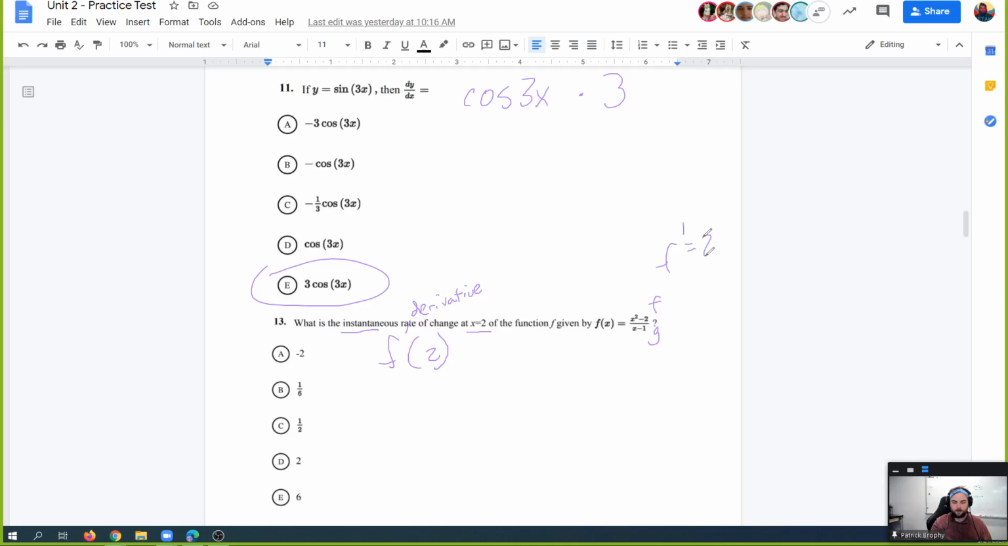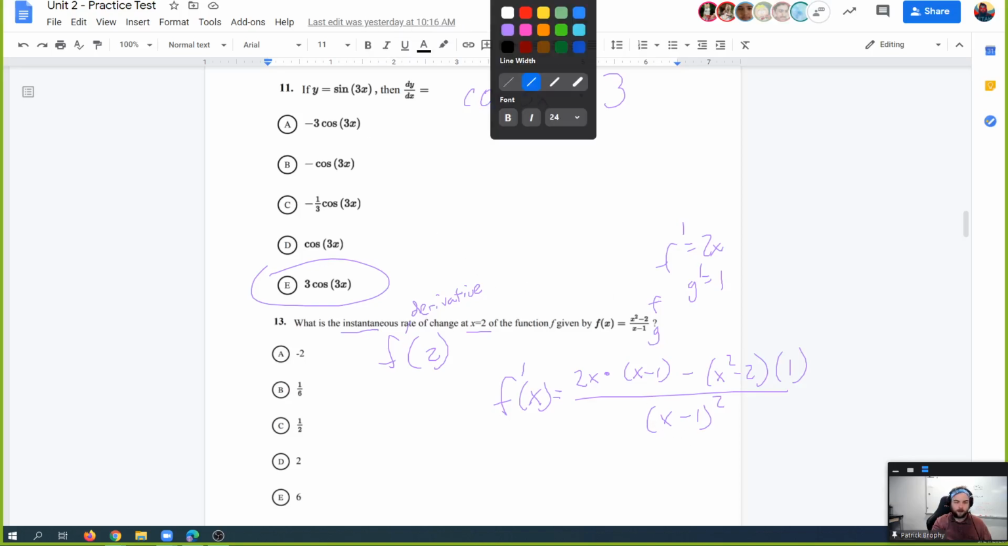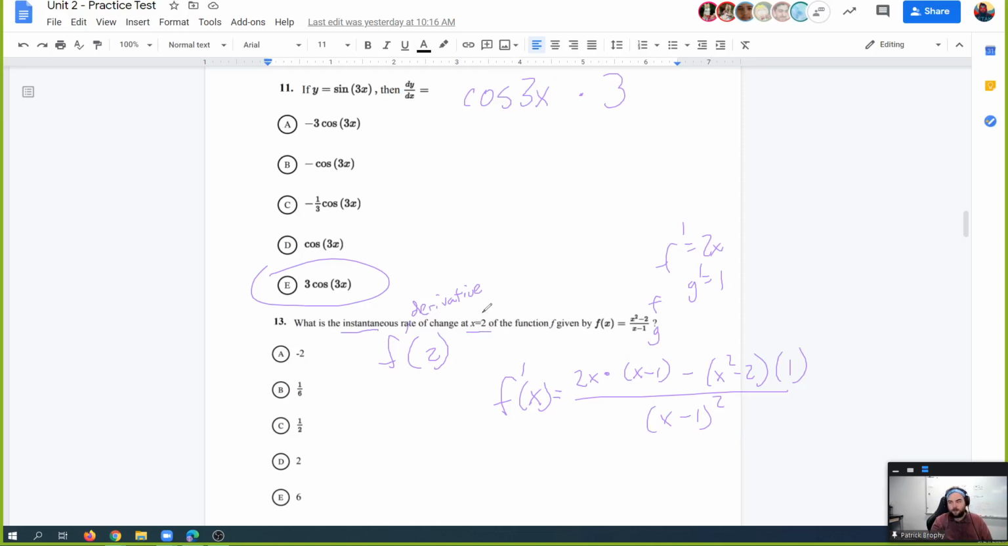My f prime would be 2x, g prime would be 1. So, okay, I say f and g. I know this is f of x. F prime of x is going to be 2x times regular g, which is x minus 1, minus regular f, x squared minus 2, I'm putting in parentheses, times g prime 1, over x minus 1 squared. All right, now I would clean it up slightly. I don't want to clean it up, like really just plugging in 2 right away. But we can do some slight cleanups. Like we don't need this 1, right?